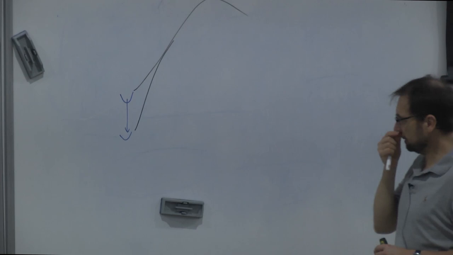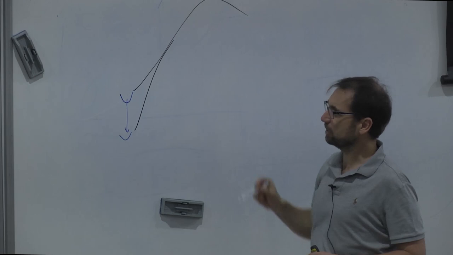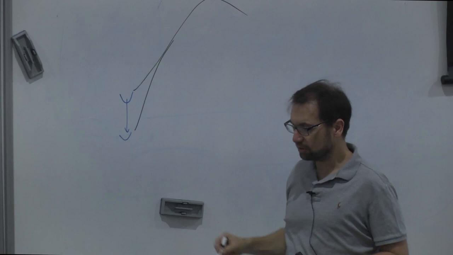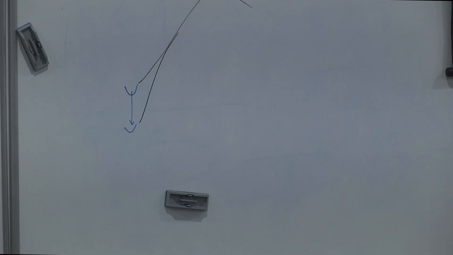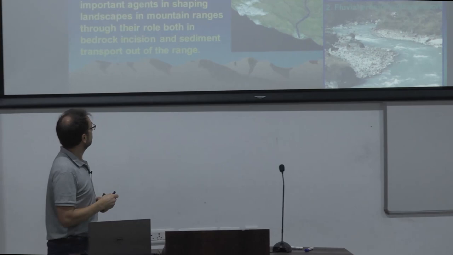So you can see definitively that the river incision is controlling the base level of the hill slope, and in some way, the river incision is dictating the velocity at which the hill slope will be degrading or denudating. So for that reason, I consider that the river in some way is the main actor of the landscape erosion.